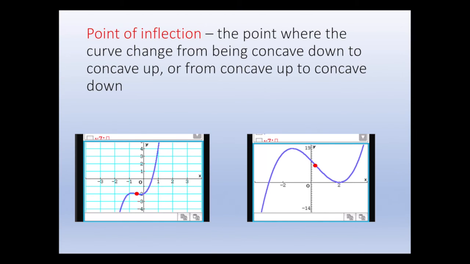Now, we are going to look at point of inflection. This is the point where the curve changes from being concave down to concave up, or from concave up to concave down. So you remember, concave down looks something like this. Concave up looks something like this. So here the point of inflection is somewhere here for the first graph, because this bit here is concave down, and from here onwards, it's concave up.